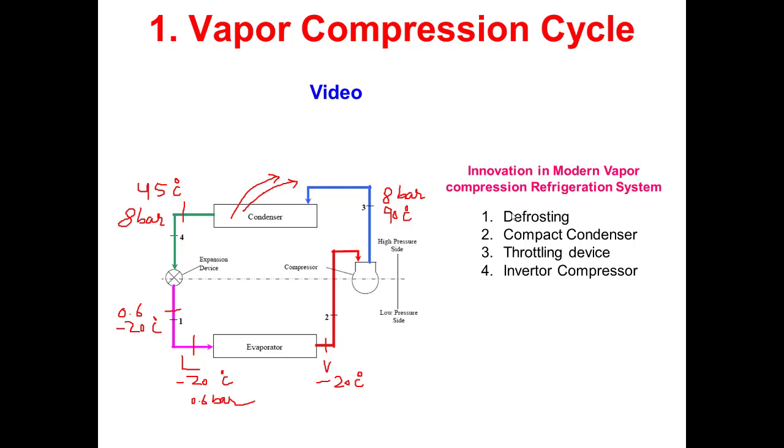So the efficiency of the refrigeration system decreases, because the heat transfer from the items placed inside the evaporator to the tube decreases, so the efficiency decreases. So how can we defrost that?